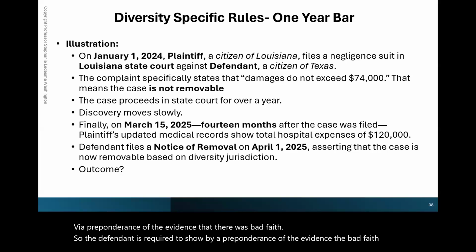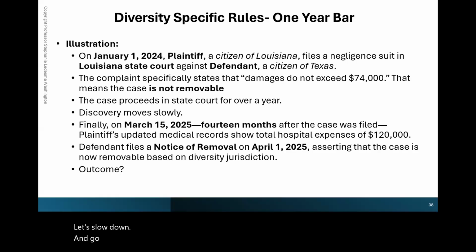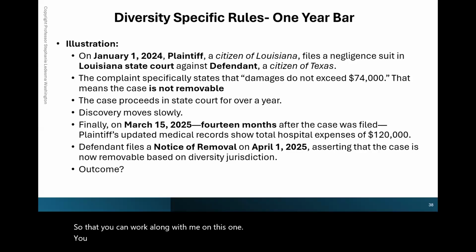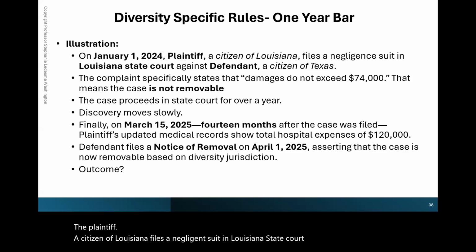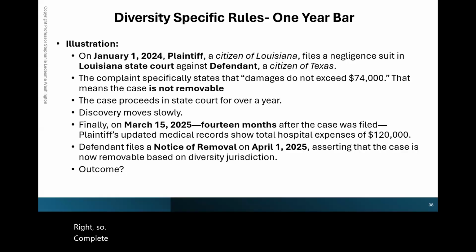So let's slow down and go through a step-by-step illustration. Get some scratch paper out so that you can work along with me on this one. You ready? Here we go. This is a diversity-specific rule. January 1, 2024, the plaintiff, a citizen of Louisiana, files a negligence suit in Louisiana state court against a defendant from Texas, right? So complete diversity between the parties.